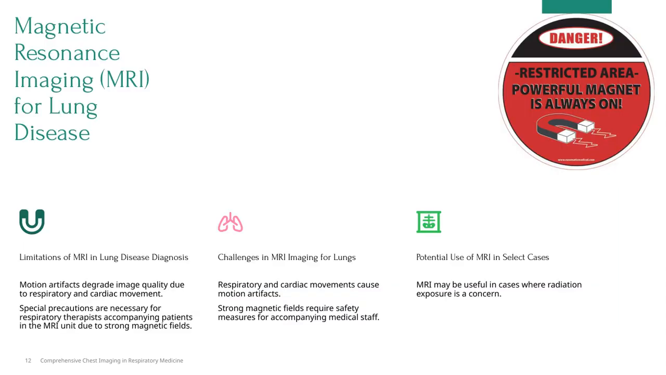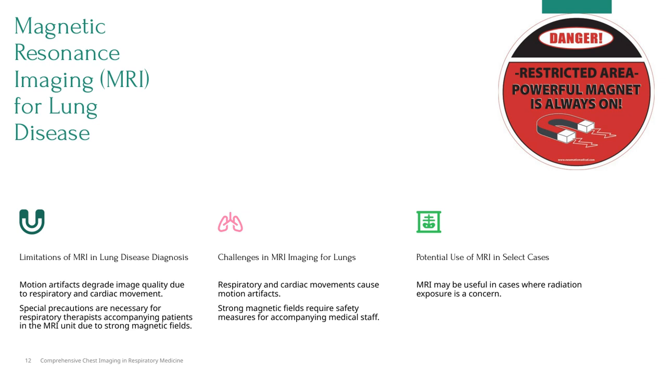Now, let's talk about some of the challenges we face with MRI imaging for the lungs. One of the main issues is that both respiratory and cardiac movements can cause motion artifacts, which can really degrade the quality of the images. This makes it more difficult to get clear, accurate pictures of the lung tissue.